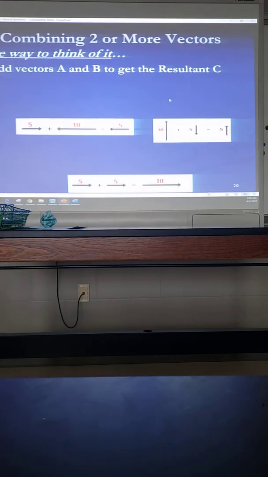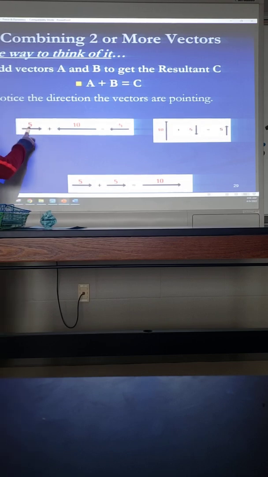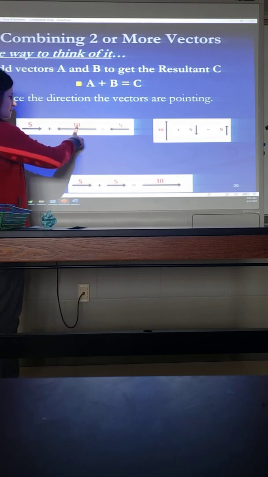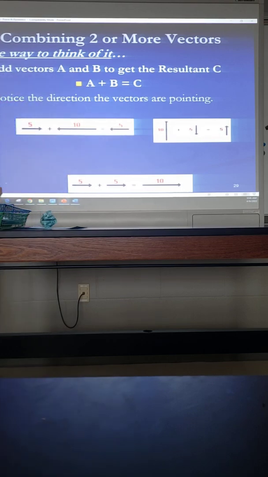So one way to think of it is adding vectors A and B to get resultant C. Okay, so A plus B will give you C. And one is pointing to the right, one is pointing to the left. Obviously the right is a positive number, the left is a negative value. So 5 plus a -10 is going to leave you with a -5. The reason it's negative is because the greater force is pointing to the left. Leftward means negative.